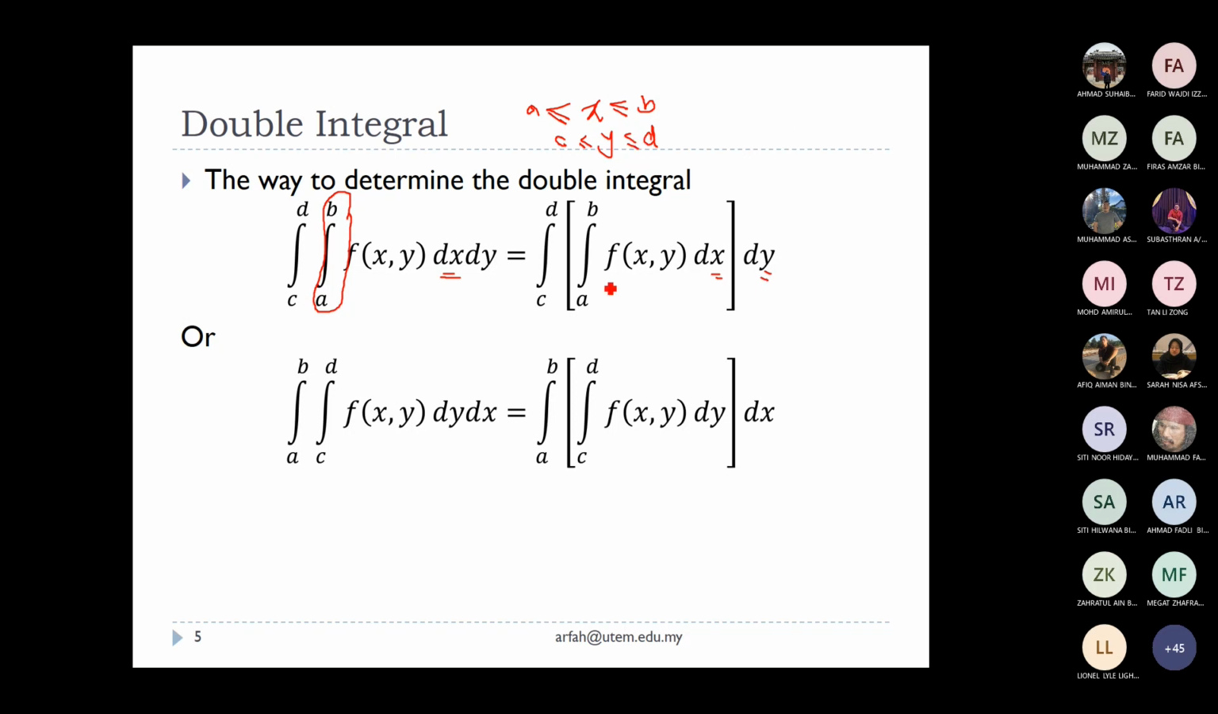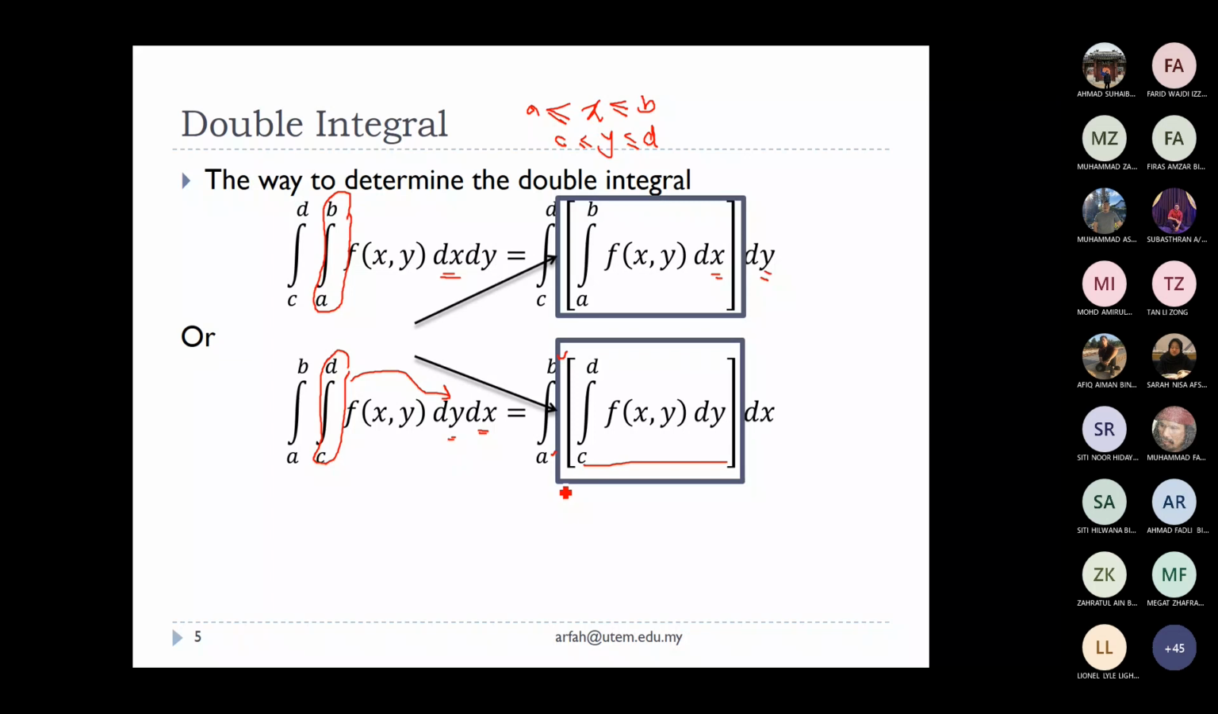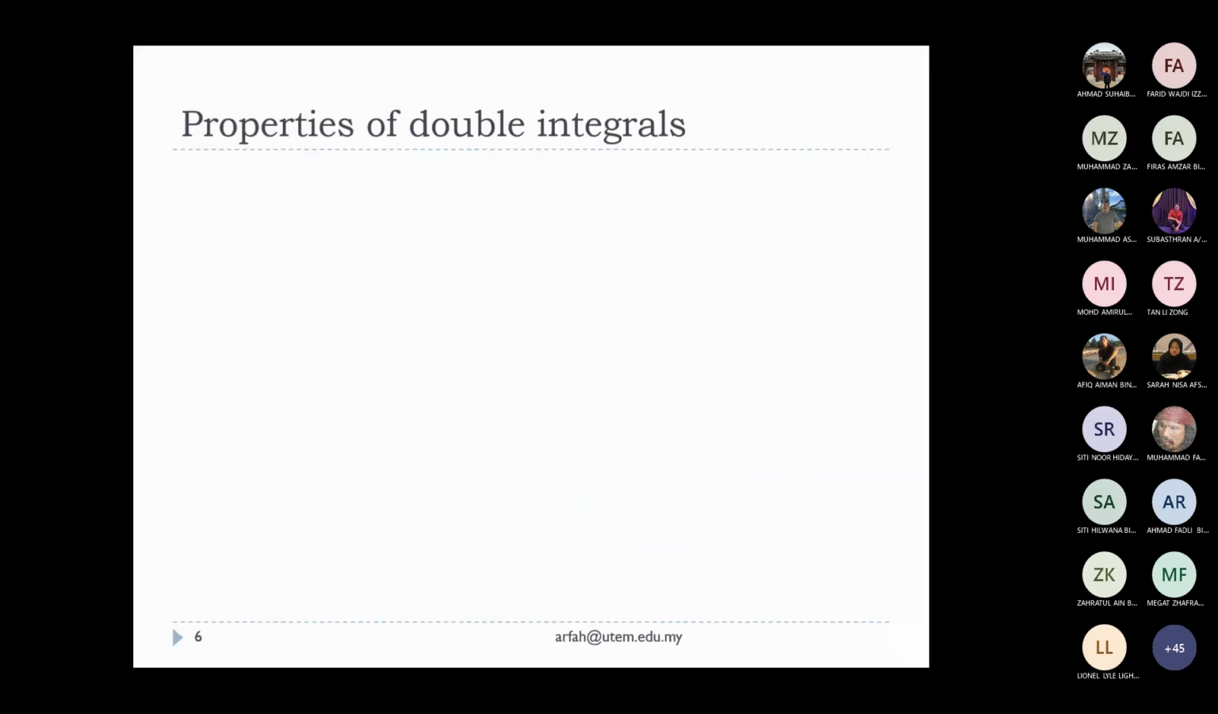Or if you take the integration with respect to dy over dx, then you are going to have what we call the area for y, and then the result of the integration over here, and then you do the integration with respect to x. So this is the result for x. Then you do the integration for the next one, for x from a to b. Okay. First integration inside.